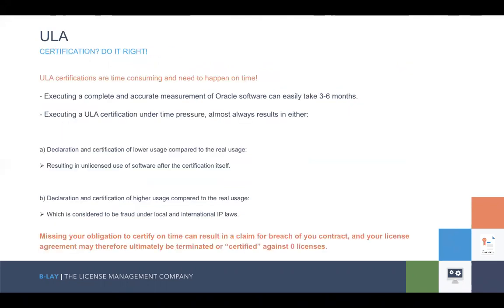Now, what are the issues or what are the gotchas that you need to be aware of? First of all, if you start certifying your ULA, you need to make sure that you really start on time, because a lot of people underestimate how much time is needed in order to do this accurately. Based upon my experience, it is typically 3 to 6 months, not a small period of time, for large organizations in order to really gather all the data that is needed in order to have all the numbers ready in a complete and accurate manner.